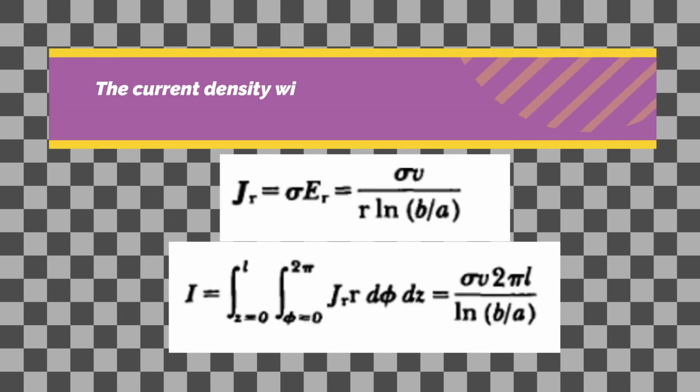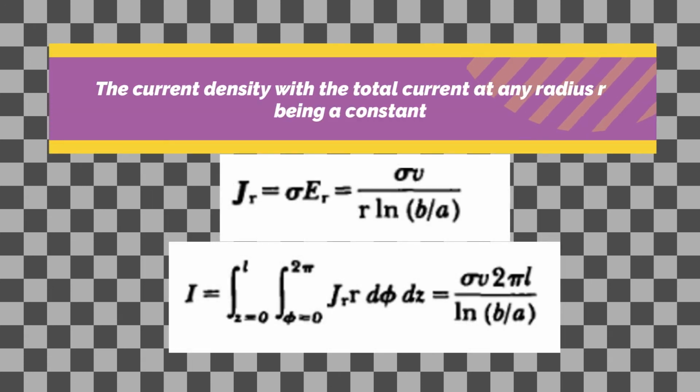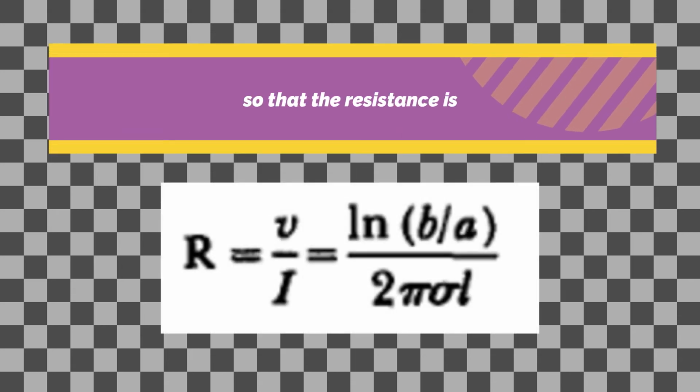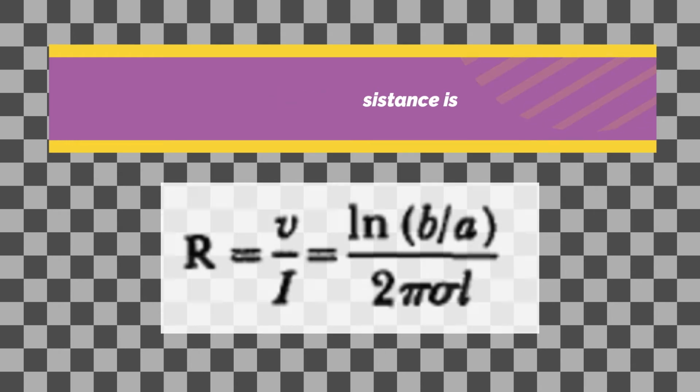The current density J is sigma E, as shown in the equation below, with the total current at any radius r being a constant. The equation shows that the resistance is R equals V over I.